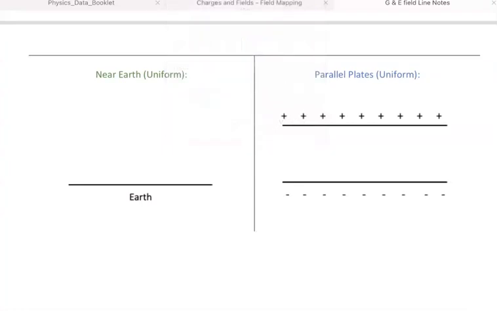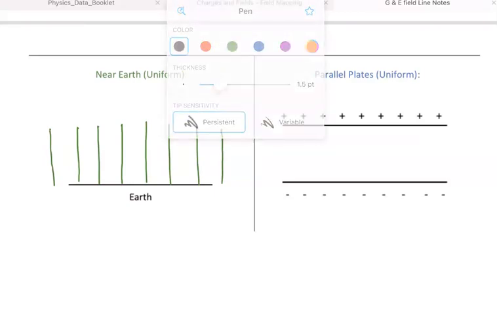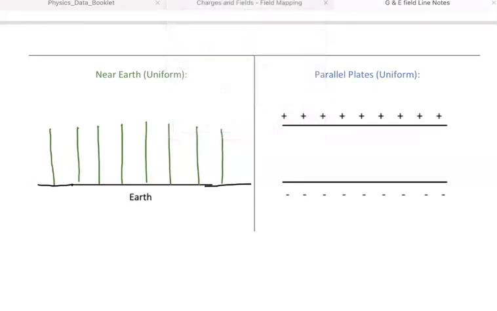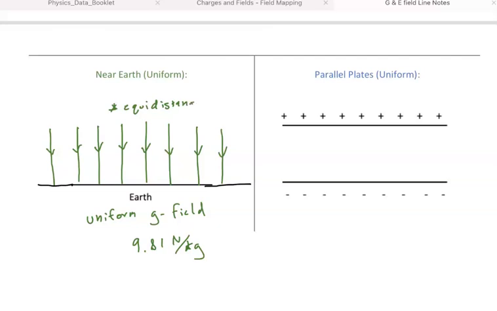When we were near Earth, where our gravitational field strength is 9.8 everywhere, we have, actually let's do this, down arrows attracting to Earth. And technically, this line shouldn't end, right? I mean, it does curve a little bit, but we cannot observe that. And so we're kind of semi-zoomed in, where we have a uniform gravitational field, and that is 9.81 newtons per kilogram. That means these should be equidistant because we have a constant field strength.